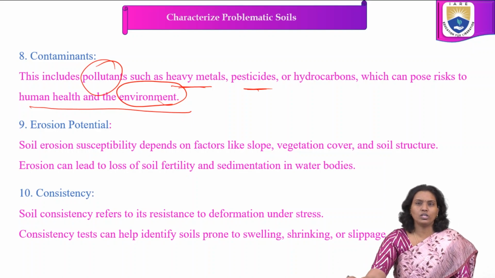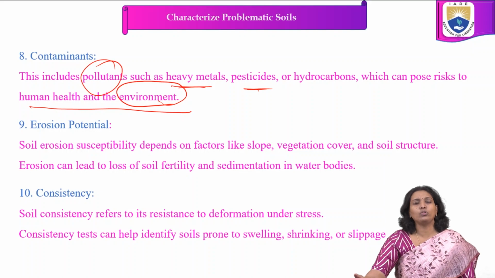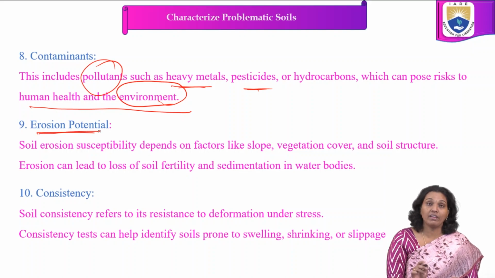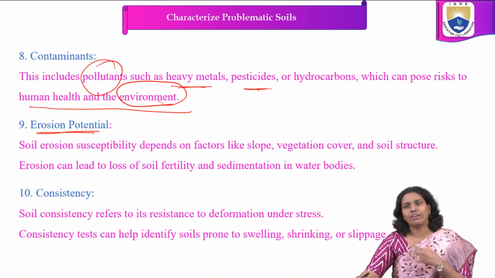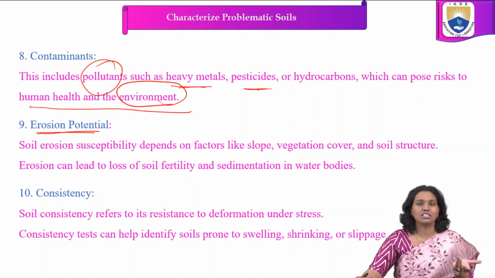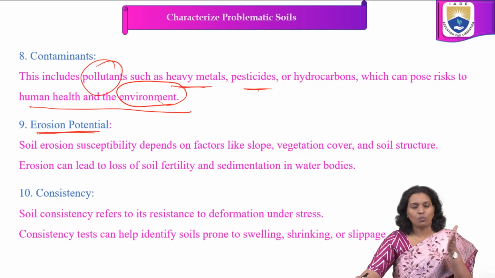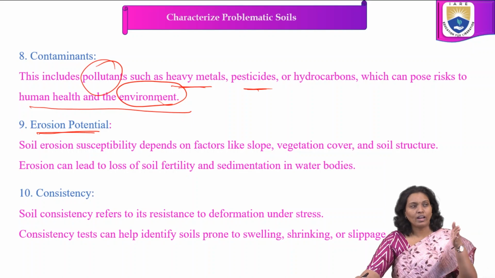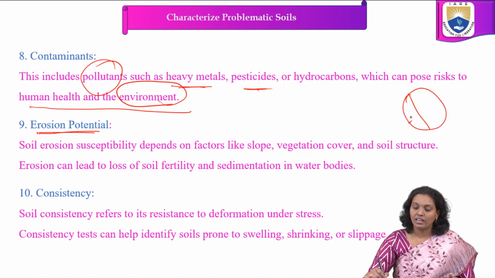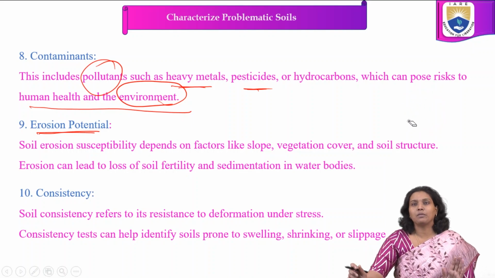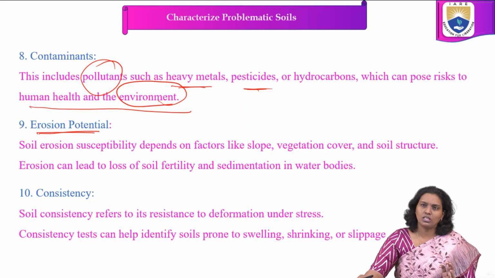Next one is erosion potential. Erosion potential plays a very major role whenever nearby water bodies are there and we are doing various constructions like roads. Because of the water bodies, the soil is going to erode in different ways, and it depends upon where that particular region is. Soil erosion susceptibility depends on factors like slope, vegetation cover and soil structure.